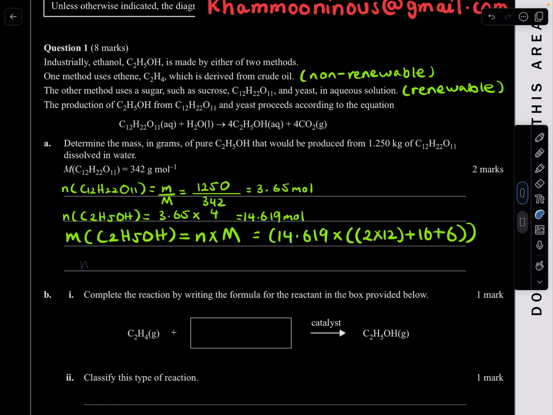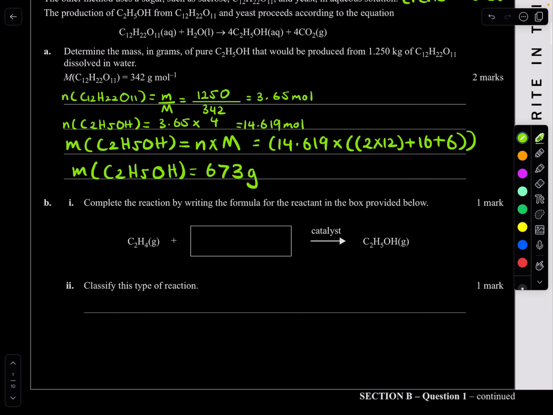the mass of C2H5OH, so ethanol, to how many significant figures? 3, because this one is the lowest that we use, which was 3 significant figures, which will be 673 grams. Easy.